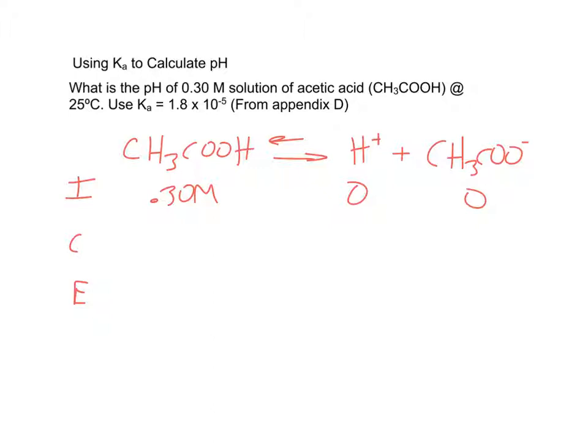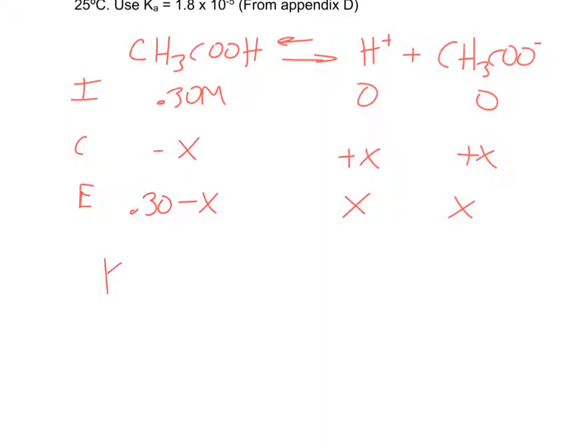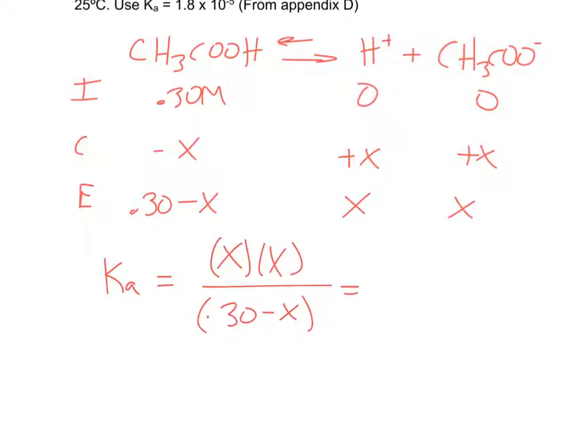With that being said, I can figure out my changes by determining that the changes are X: minus X for the original reactant, and plus X for the two products. Let's evaluate this to solve for E in terms of X: 0.30 minus X, and these are both X. Now I want to plug these into the Ka expression. Remember, the Ka expression is my products over reactants, so I've got X times X, those are my two products, over 0.30 minus X in parentheses, and that is equal to 1.8 times 10 to the negative fifth.